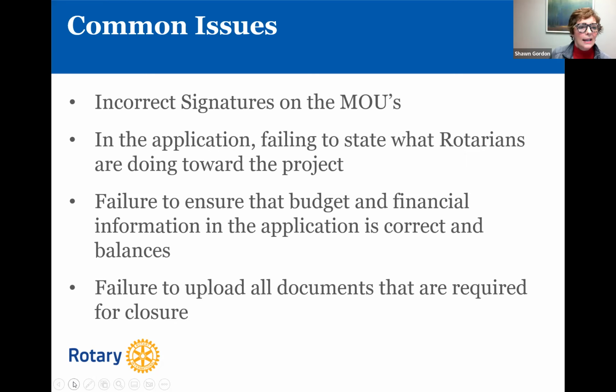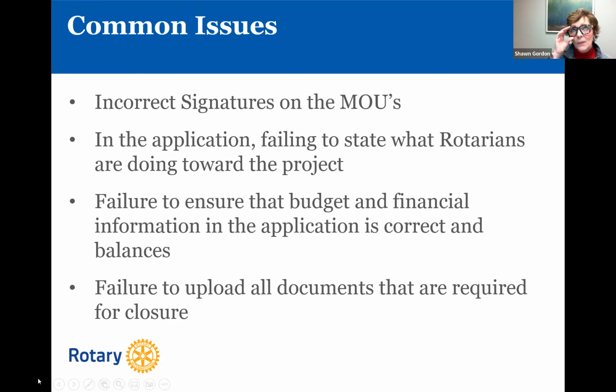And then oftentimes, as I mentioned, there's a failure to ensure that the budget and financial information in the application is correct and balances. And as the final note here, it's not uploading all of the documents that are required for closure. Maybe you have receipts that are missing. In the application itself, there's a budget tab and a financial information tab, which Sandy's going to show you here.